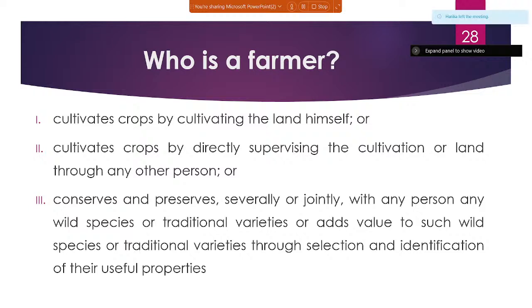However, look at the third line. The person who conserves and preserves, severally or jointly with any person, any wild species or traditional varieties, or adds value to such wild species or traditional varieties through selection and identification of their useful properties, will also be called a farmer. So if I am trying to conserve some species found in this campus, in this Andhra University campus, I found some species and I'm trying to conserve it, trying to make some sustainable use out of that genetic resource, I will be called a farmer under this act, right? So in that way, this definition is a bit interesting.